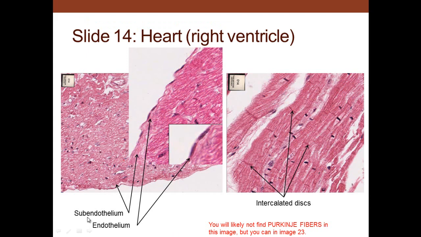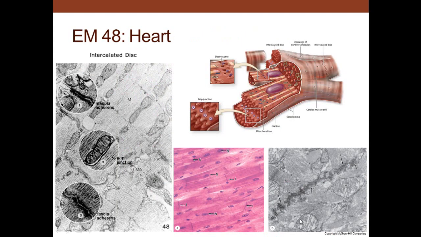Here we see subendothelial connective tissue here and here, so this will be a lumen, that's a lumen there, and then we see the endothelial cells. Endothelial cells, as we see there, and then these lines here, these major lines here, is the intercalated disc. You likely will not be able to find Purkinje fibers in slide 14.